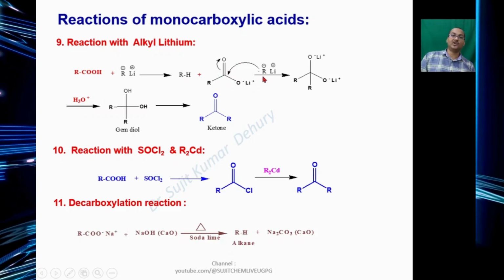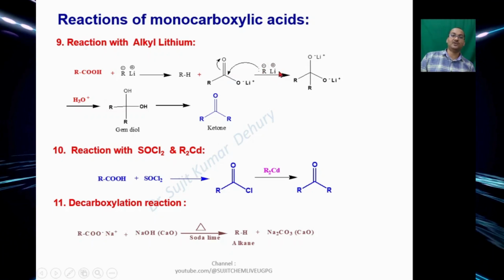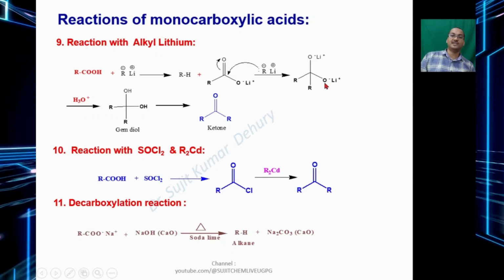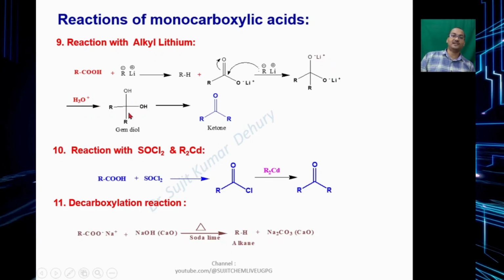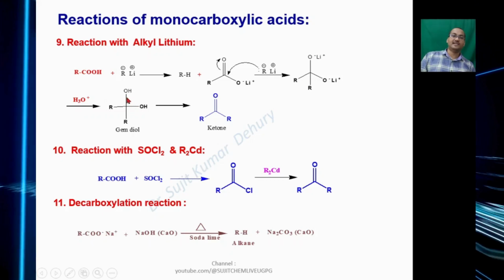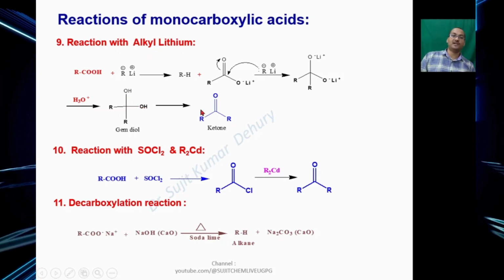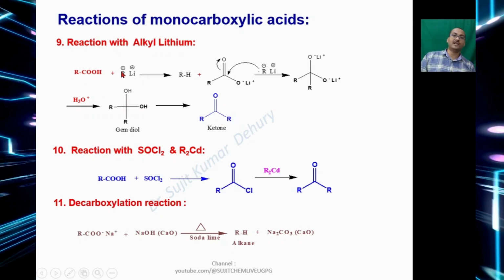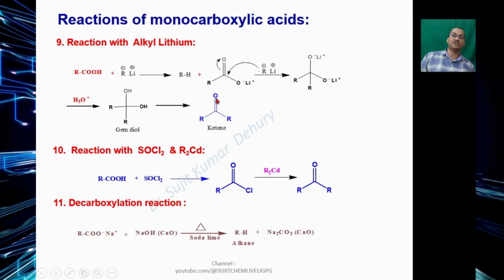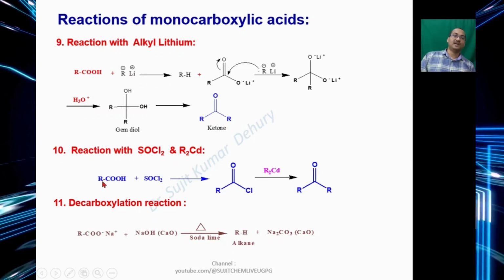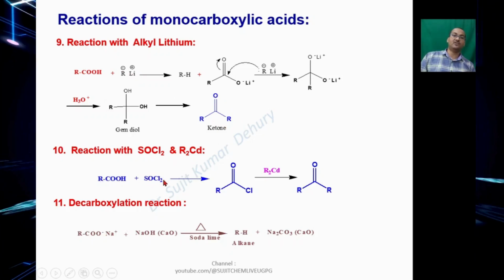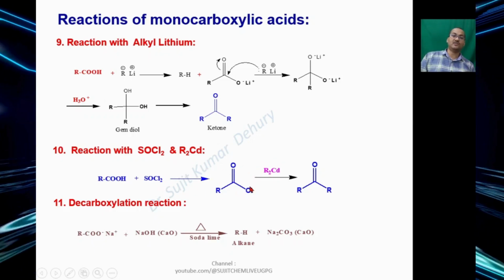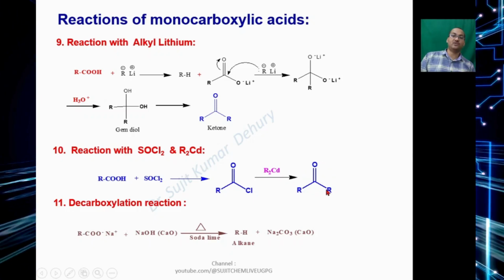acid. Then a second equivalent of alkyl lithium would react with this lithium salt of carboxylic acid, giving rise to this intermediate, and upon hydrolysis you get a gem-diol, and this gem-diol will lose one molecule of water, giving rise to a ketone. So the reaction of carboxylic acid with two equivalents of alkyl lithium gives the product ketone. Similarly, RCOOH reacts with thionyl chloride and dialkyl cadmium. In the first step we get acid chloride, and in the second step we get the ketone.